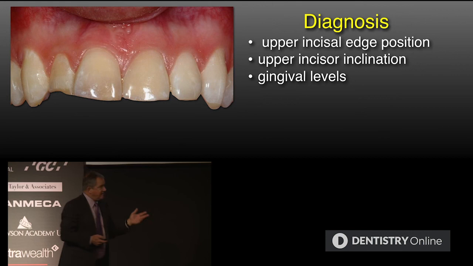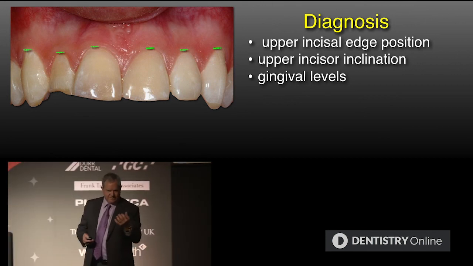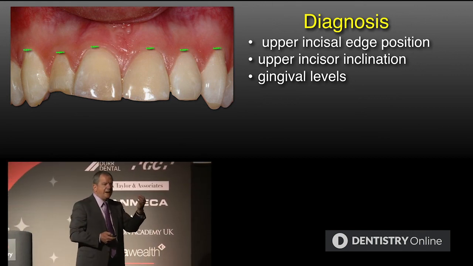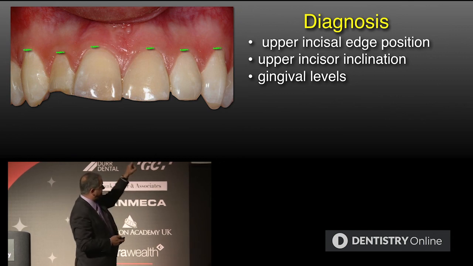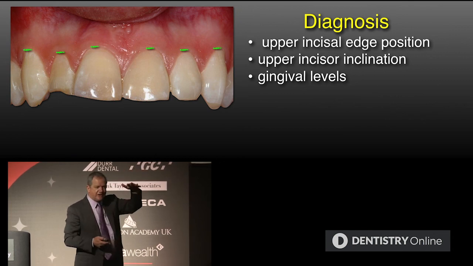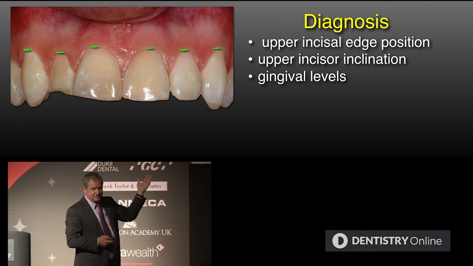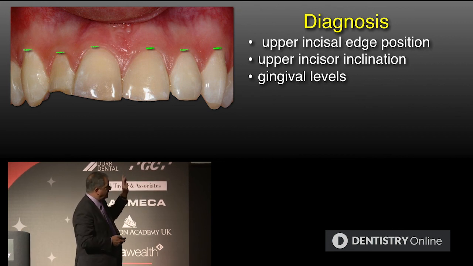Gingival levels. Do I think these teeth have erupted? What would they have looked like had they erupted as they had worn? We would have seen the gingival levels on the centrals and laterals significantly coronal to the cuspids. That's not what we see. The gingival levels look terrific. It doesn't look like these teeth have erupted at all.